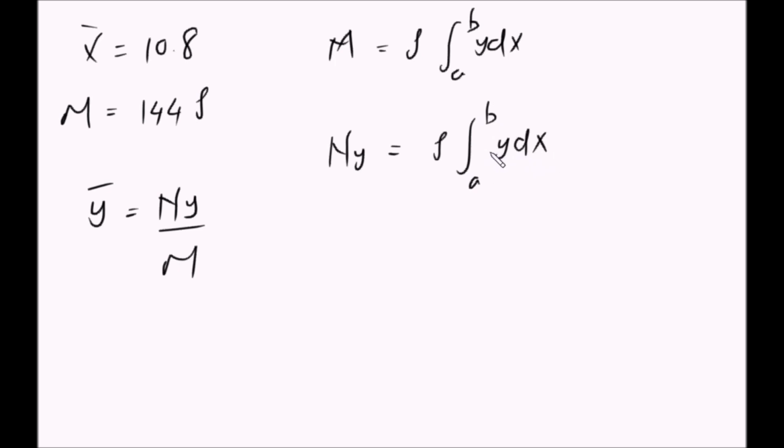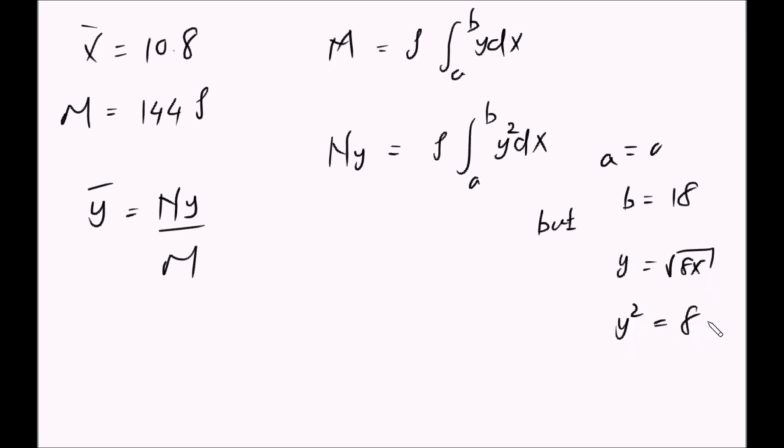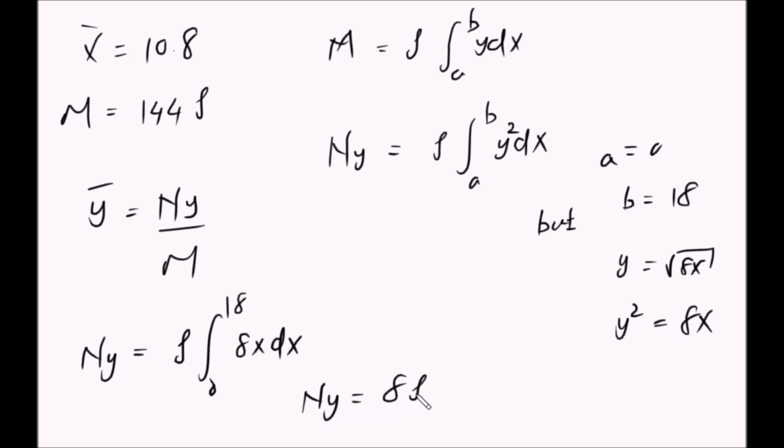Sasa badala ya kuongeza x sasa because ni y moment tutaongeza y. Itakuwa ni y squared. But remember sasa a tumesema ni 0, b tumesema ni 18. Alafu y tusema ni the square root of 8x. Manake y square sasa ni square both side itakuwa ni 8x. Kwa hiyo the y moment itakuwa nichukue density ni integrate from 0 to 18 8x dx. So 8 is constant, kwa hiyo y moment itakuwa ni 8 times density integrate from 0 to 18 x dx.